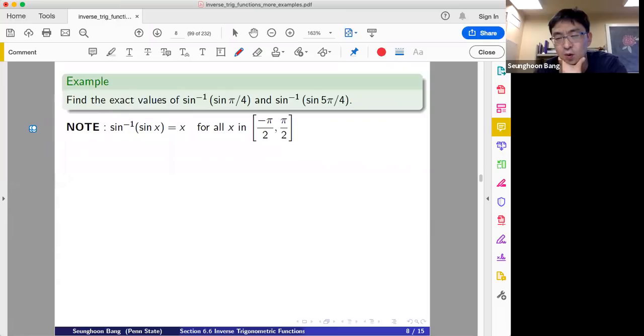Could you turn off your audio, please? You can check whether your audio is off or on. Could you check, please?